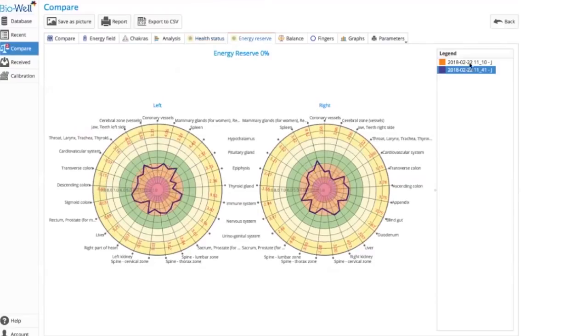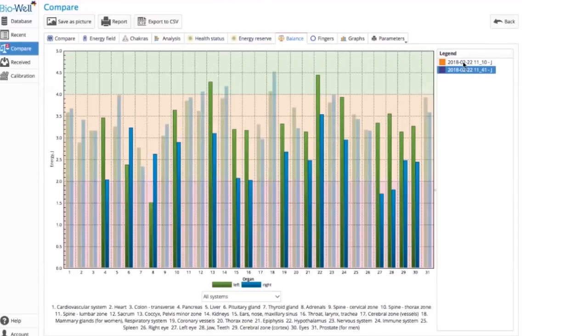Okay, look at our energy reserve. Unfortunately, it's still at zero, but they're a lot better than before. You can see before it's a lot smaller. Now it's actually starting to come up into the green level, and that's when you can get actually positive. Right now, it's still zero because it's still in the orange area, but you can still see that it's a lot bigger than before. Okay, balance. You can see the energy levels go up a lot more.